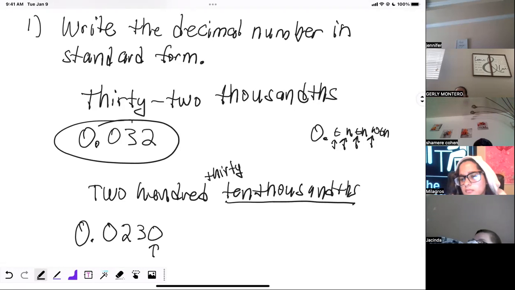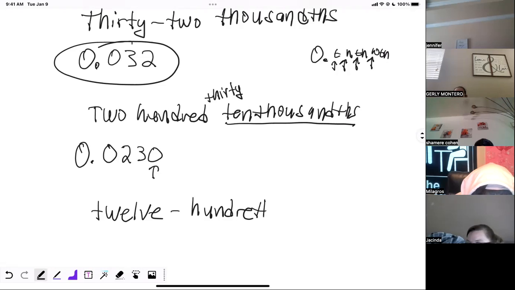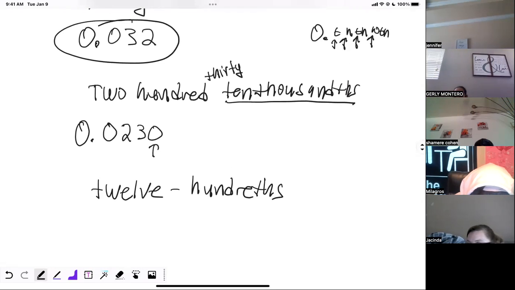230 10 thousandths. If it said 12 hundredths, well, the hundredths is my 2nd decimal place. So that means this would have to end at the 2nd decimal place, which means the 12 just goes 0.12.